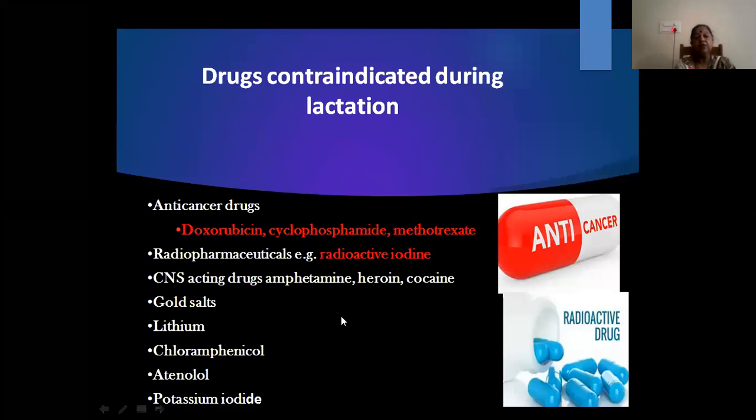These are the main drugs we should not prescribe during pregnancy or lactation: anti-cancer drugs, gold salts, lithium, chloramphenicol, atenolol, and potassium iodide. These are the drugs which should not be prescribed in lactating women.